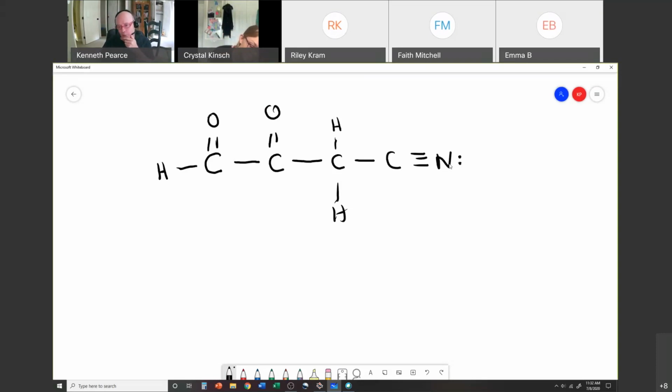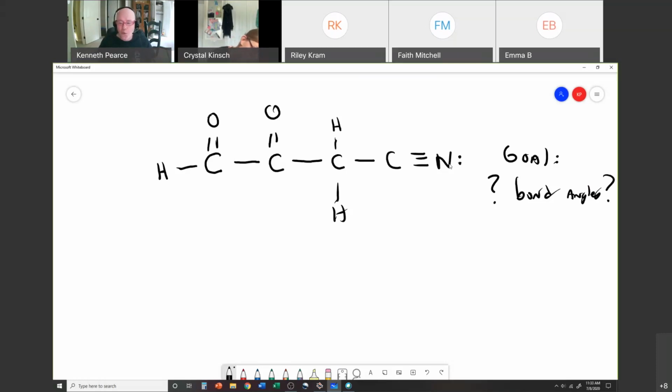It's an organic molecule, which means it has carbon with hydrogens and so forth. And I want to know, what are the bond angles all the way down this thing? So what's the goal? What are the bond angles? This is my goal.